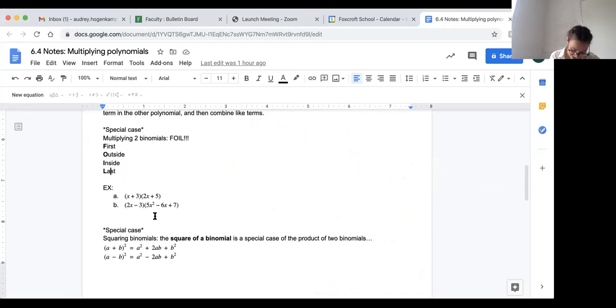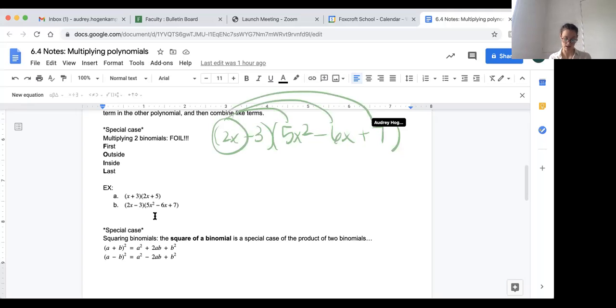In example B here, we are multiplying a binomial times a polynomial. And so again, we can't FOIL because it's not a binomial times a binomial, but we still want to apply the same idea, where we're multiplying each term in the first polynomial by everything else in the second. So we have 2x minus 3 times 5x squared minus 6x plus 7. First we want to multiply our first term by everything in our second polynomial.